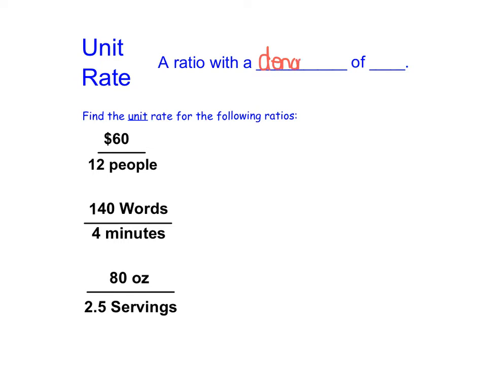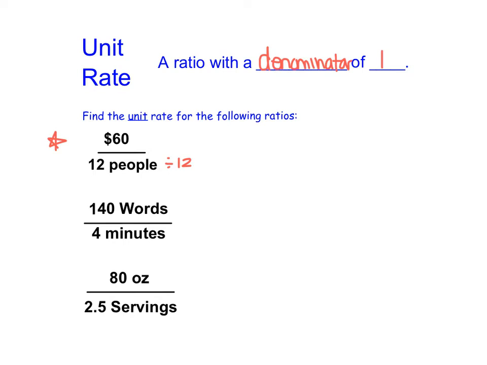denominator of 1. So essentially what we're going to do is simplify the three fractions below with their units to have a denominator of 1. So if I look at this first one here, I notice that it currently has a denominator of 12. And if I wanted to make it have a denominator of 1, I would need to divide the denominator by 12, because 12 divided by 12 is 1.